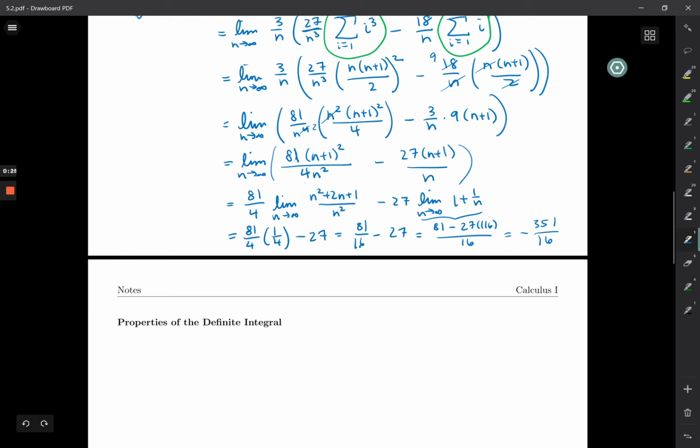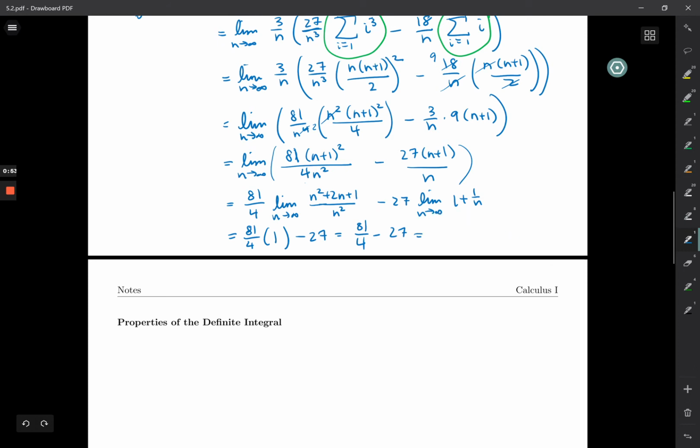So this should just be n squared plus 2n plus 1 over n squared. And the limit of that is just going to be 1. So we will get just 81 over 4 minus 27. And so that will change this answer. I thought that the answer was a bit strange, so fortunately I figured out what the mistake was.